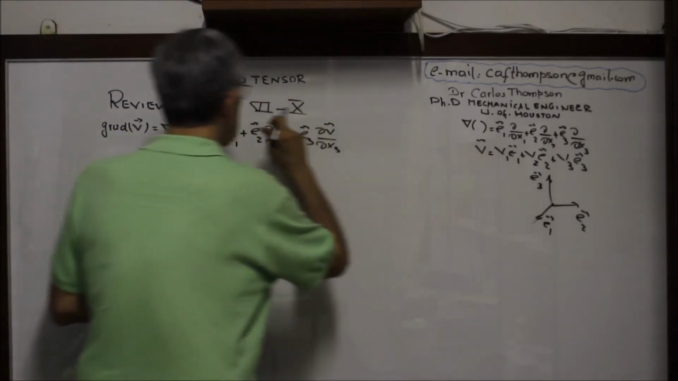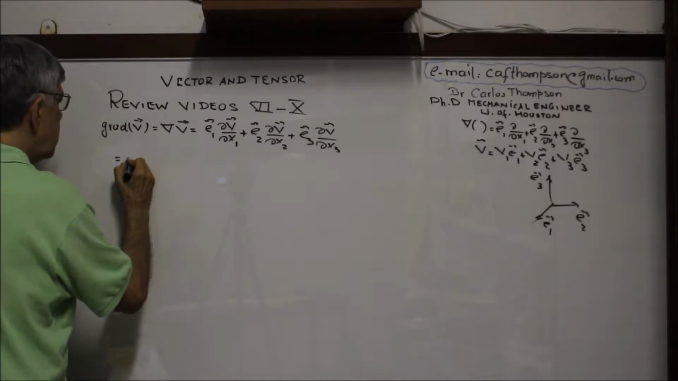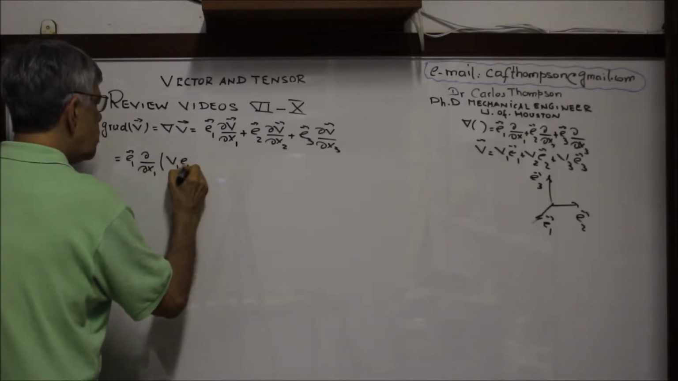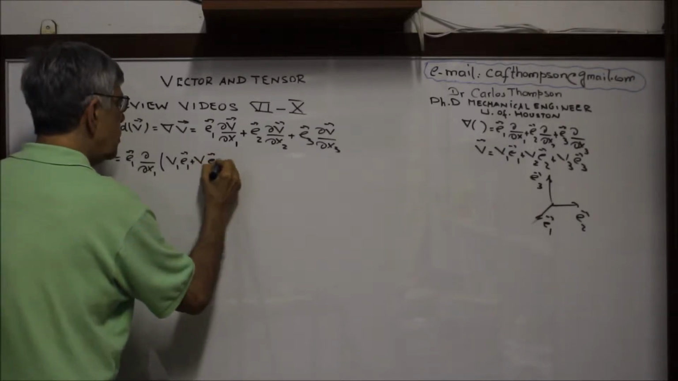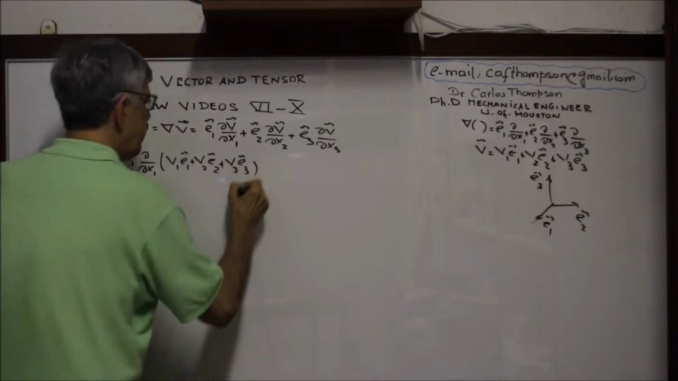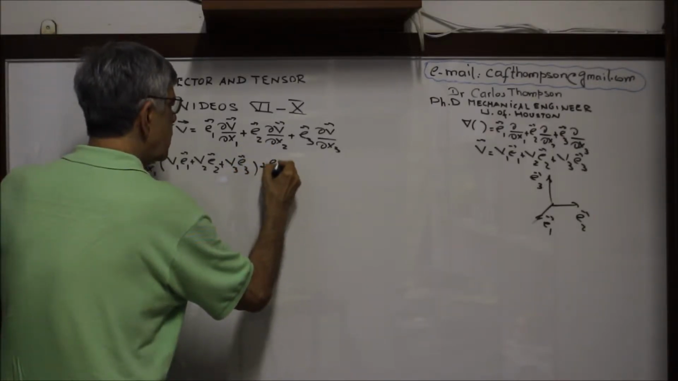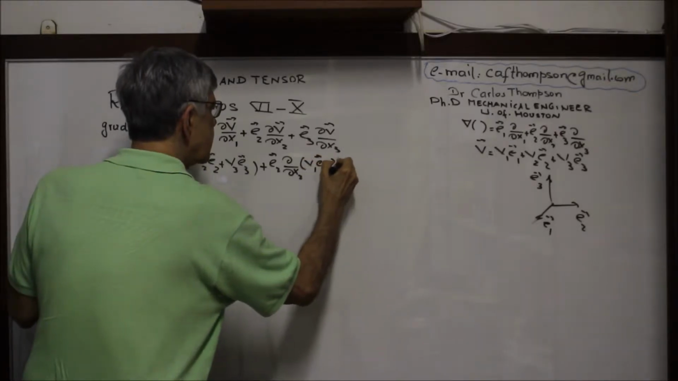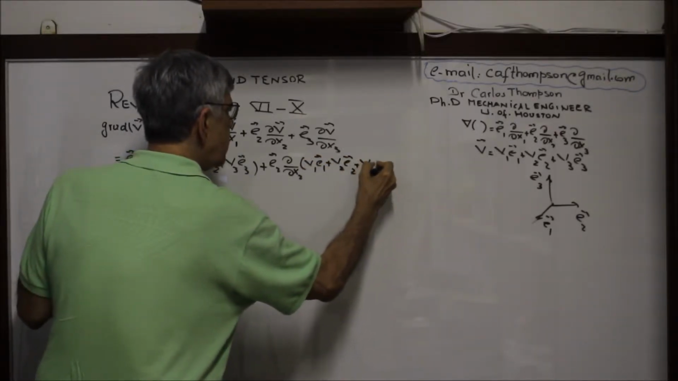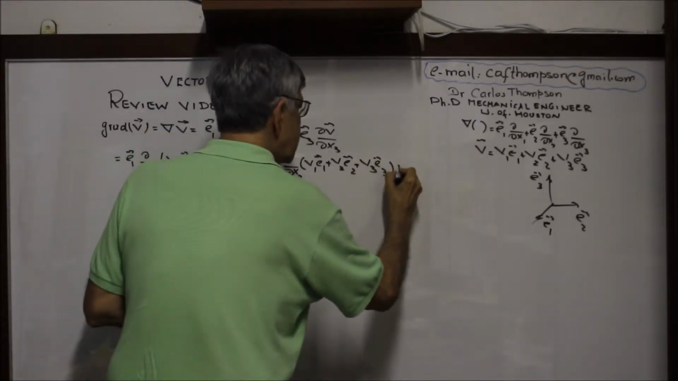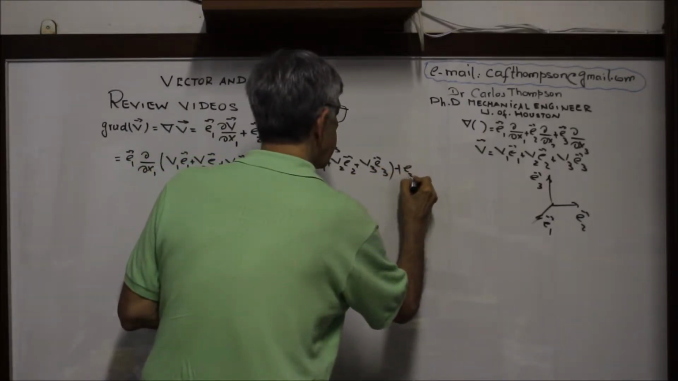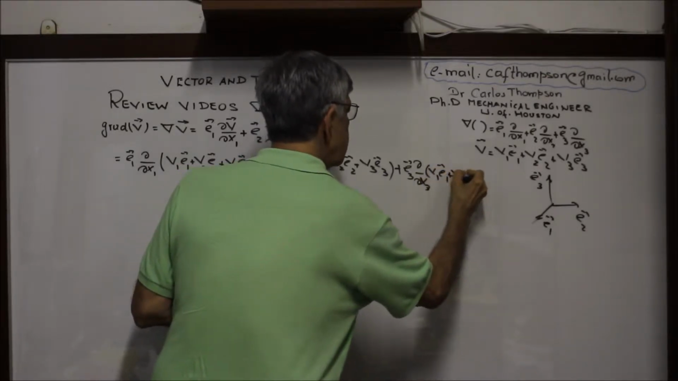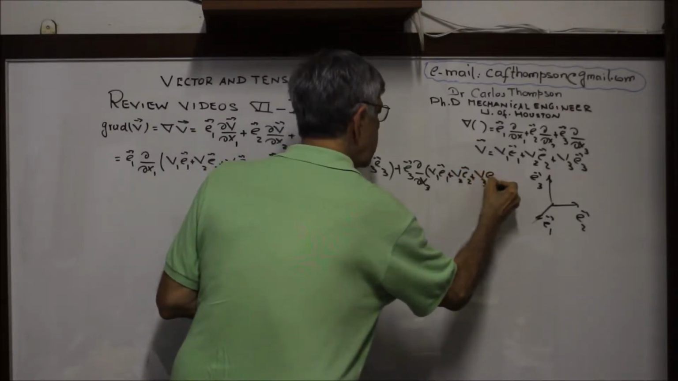Now, let's substitute v over here. So this will be equal to e1 partial with respect to x1 of v1 e1 plus v2 e2 plus v3 e3, plus, now, e2 partial with respect to x2 of v1 e1 plus v2 e2 plus v3 e3, plus, now, e3 partial with respect to x3 of v1 e1 plus v2 e2 plus v3 e3.